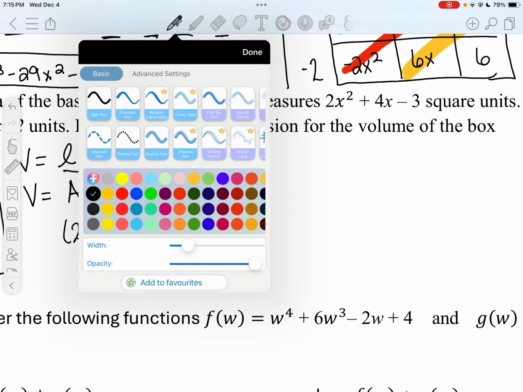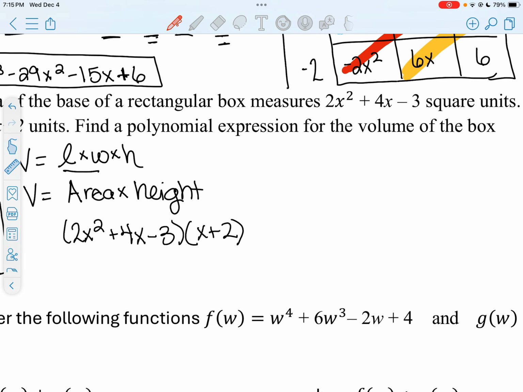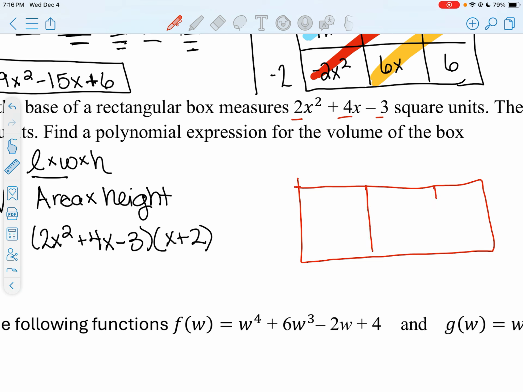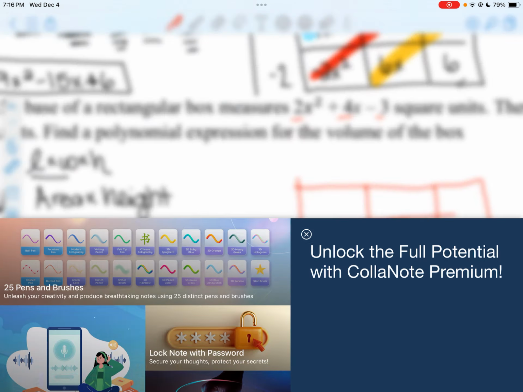And I'm going to use the box method in this one, just so for those who want to use the box method, they see it again. So one of my expressions, 2x squared plus 4x minus 3, has 1, 2, 3 terms. So you can either have 3 columns or 3 rows, up to you. But since I make my width long, I'm going to have 3 columns. Then x plus 2, there's 2 terms. So I'm going to have 2 rows.